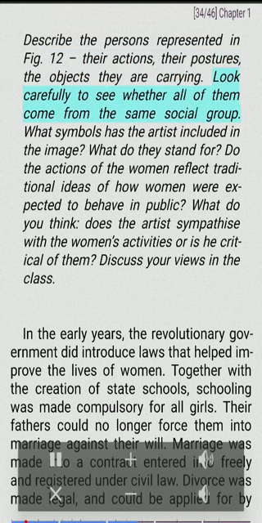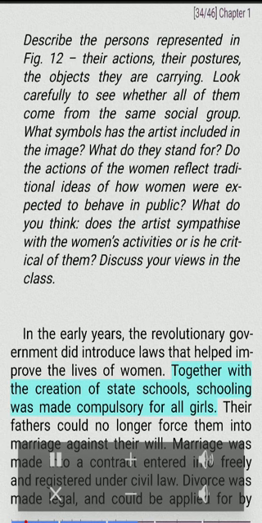Activity. Describe the persons represented in Fig. 12. Their actions, their postures, the objects they are carrying. Look carefully to see whether all of them come from the same social group. What symbols has the artist included in the image? What do they stand for? Do the actions of the women reflect traditional ideas of how women were expected to behave in public? What do you think? Does the artist sympathize with the women's activities or is he critical of them? Discuss your views in the class.